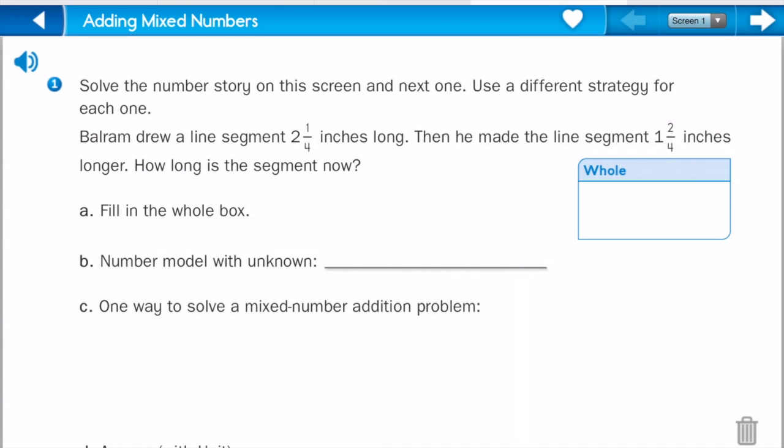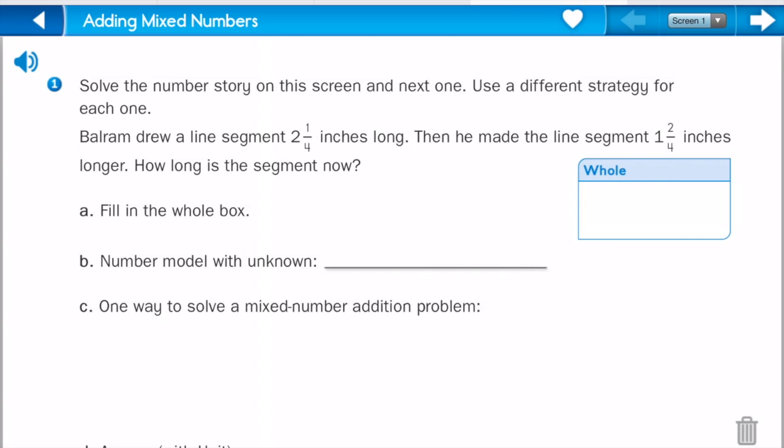Number 1 says, solve the number story on this screen and the next one. Use a different strategy for each one. Ballroom drew a line segment 2 1/4 inches long. Then he made the line segment 1 2/4 inches longer. How long is the segment now? So this is just like what we did on Thursday.